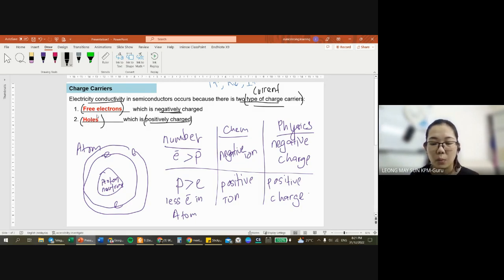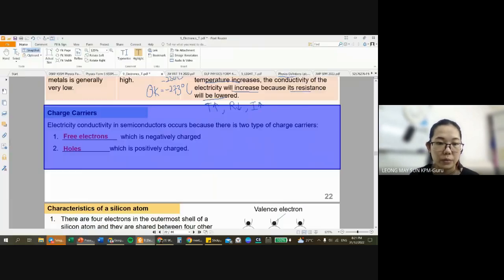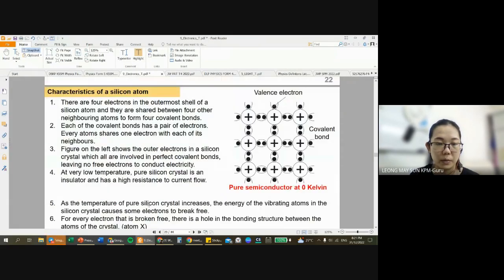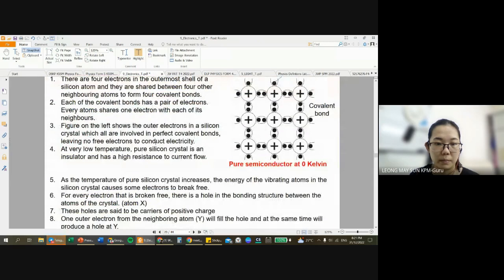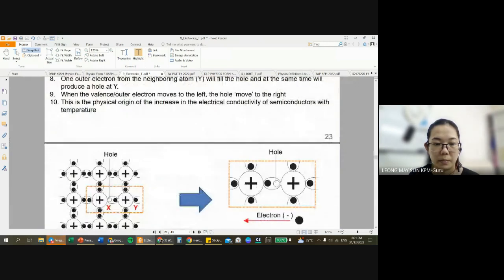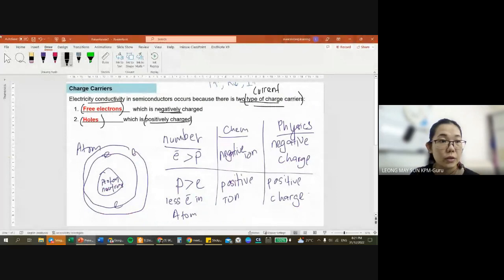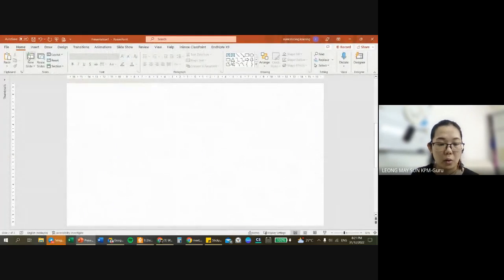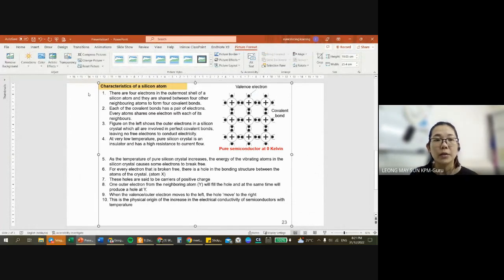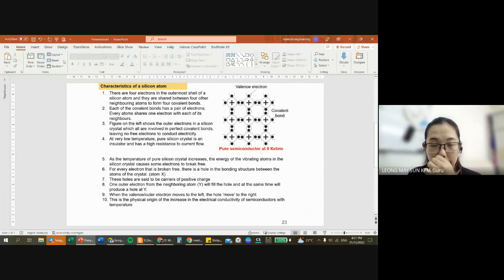So what are holes actually? We will go to this. The slides will tell us what holes are in a short while. I'm going to explain what a hole is through this slide and also the next slide.